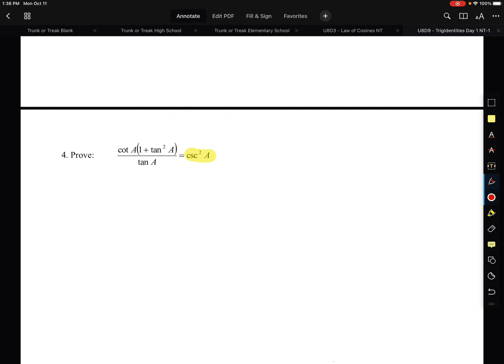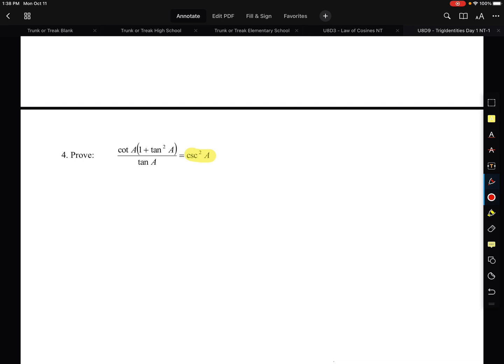The problems before were very vague. These are pretty defined. So the goal is we're only going to work with one side. The other thing to consider is looking for the complicated side to shrink it down. Taking cosecant squared A and trying to expand it is a little bit tricky. So we're looking at the complicated side and working to shrink it down.